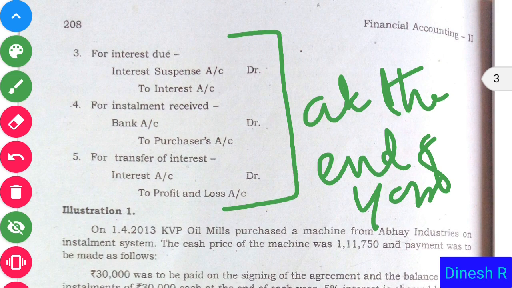So what are the journal entries there? Look at that. For interest due, interest suspense account debtor to interest account. The next one, installment received: bank account debtor to purchaser or buyer account. The next one, transfer of interest: interest account debtor to profit and loss account. So these are the journal entries in the books of buyer and in the books of seller.